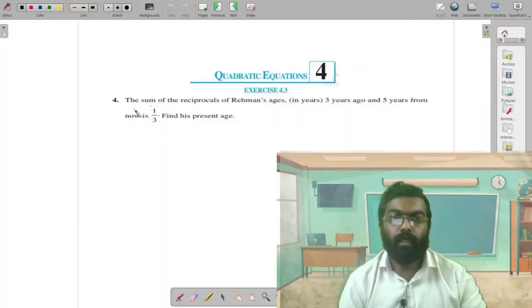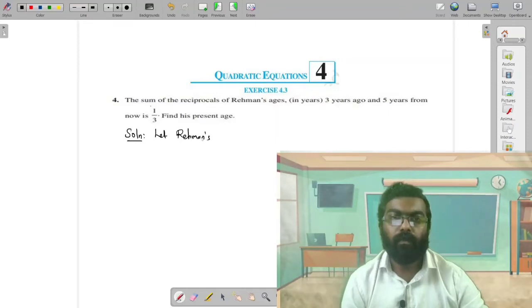Here the question is, the sum of the reciprocals of Rahman's ages in years 3 years ago and 5 years from now is 1 by 3. Find his present age. Here we have to find the present age of Rahman. Let us take the present age as x. So let Rahman's present age be x.